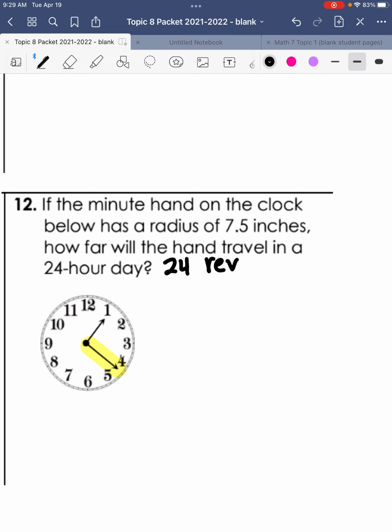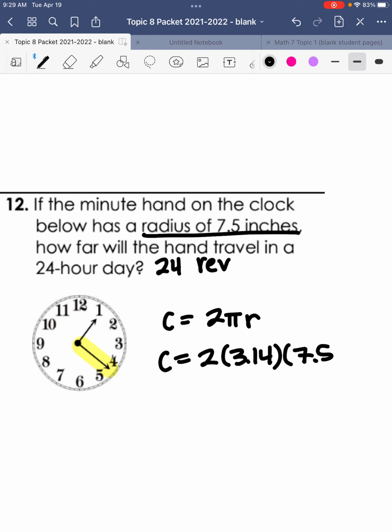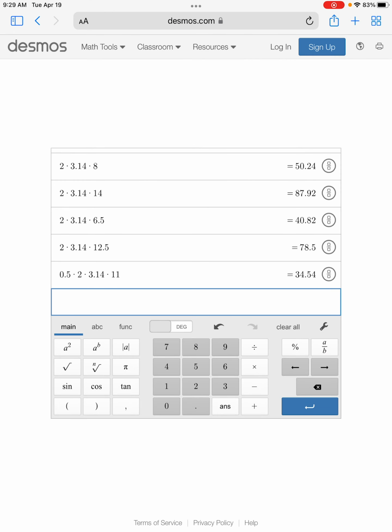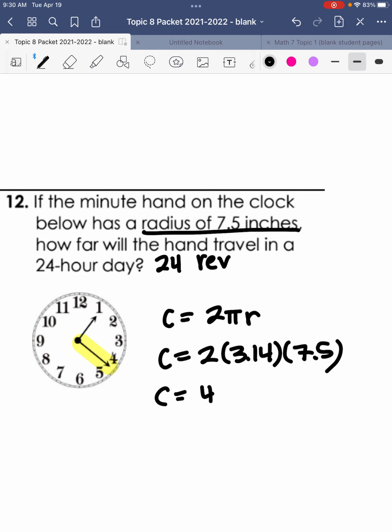Okay, we know that the radius is 7.5 inches. So let's first find the circumference. Circumference is 2 times pi times the radius. So circumference is 2 times 3.14 times 7.5. Well, let's take that to our calculator. So we have 2 times 3.14 times 7.5. And we get 47.1. So the circumference for 1 hour is 47.1 inches.